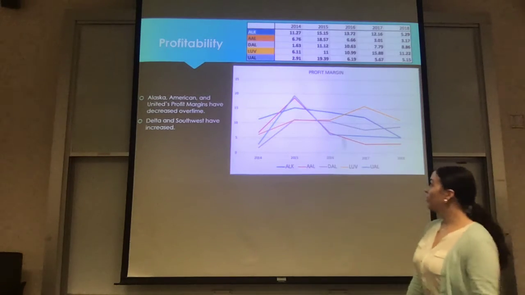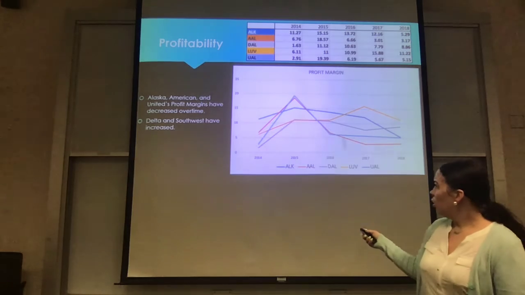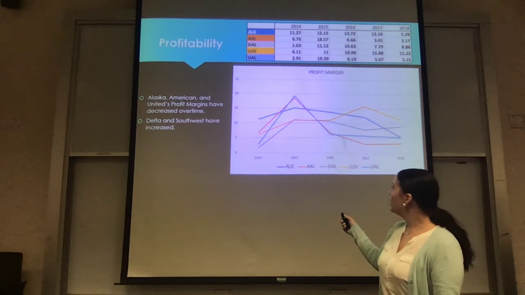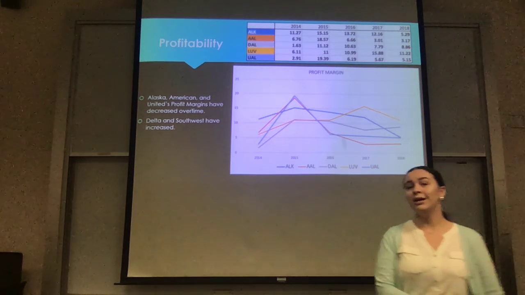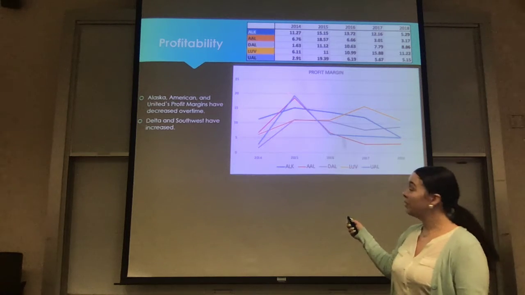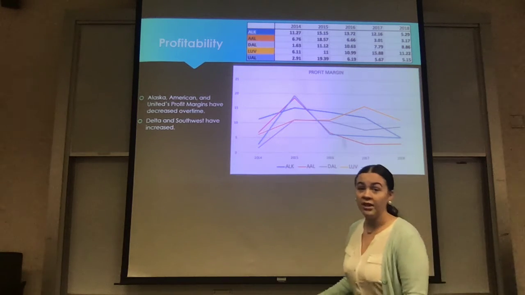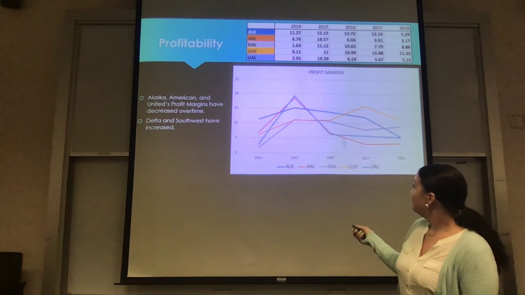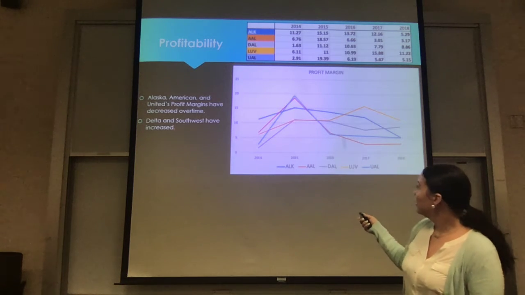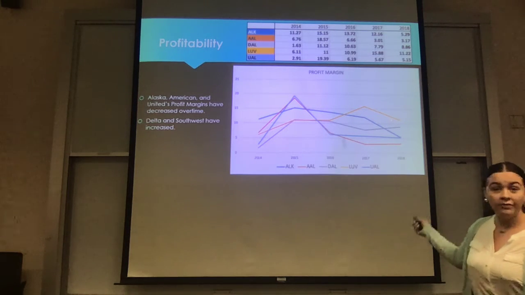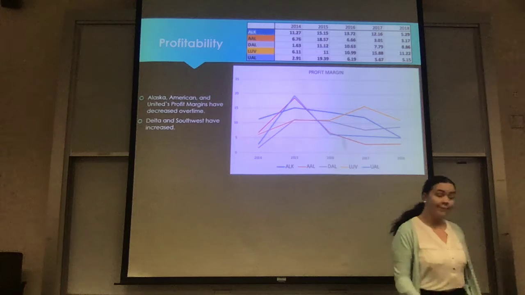Now if we look at profitability, we have some spikes here in 2015. I would say that it's probably due to the decrease in oil prices. So that decreased their expenses and obviously made them more profitable. Southwest again shows increasing, is higher than all of the others. So Southwest is looking pretty good right now.